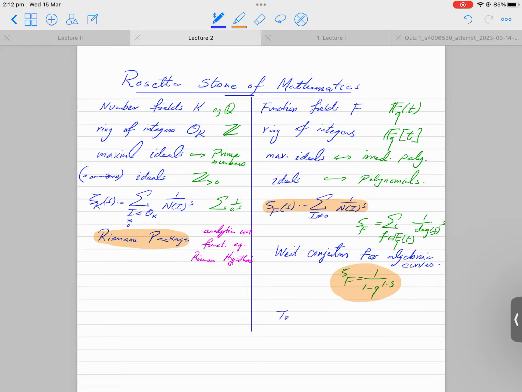So today: Weil conjectures for general varieties. And if you don't know what varieties are, it's not important. We'll talk about it.